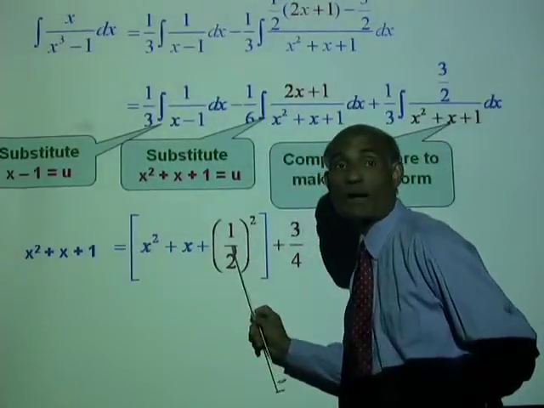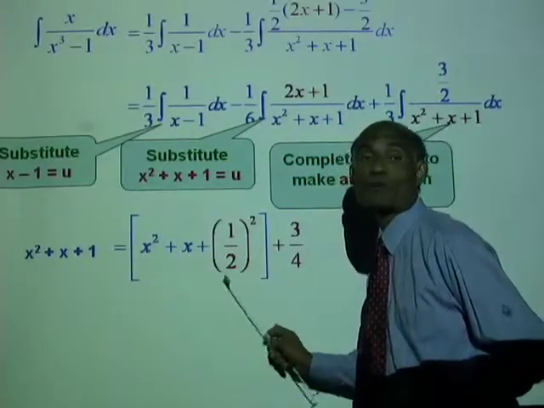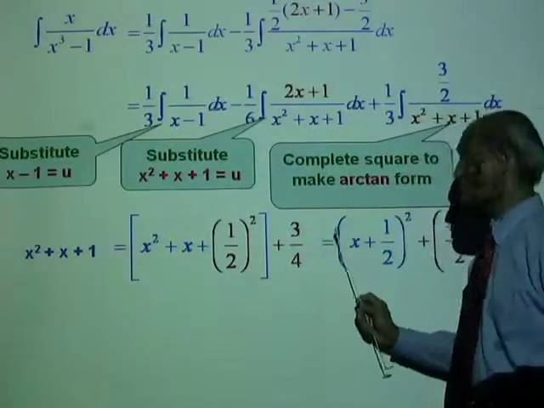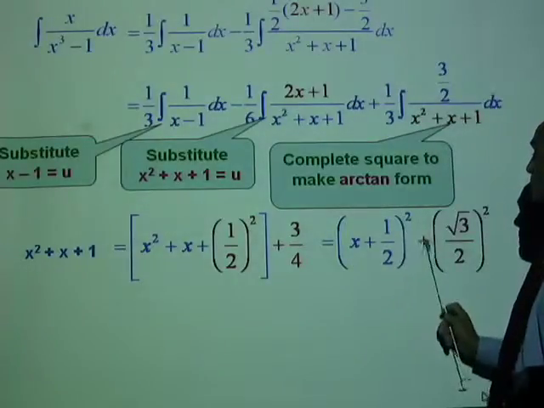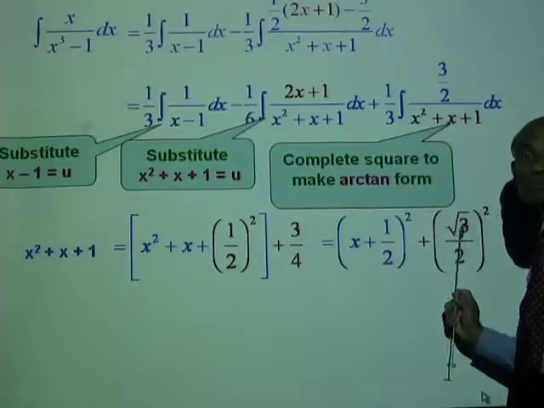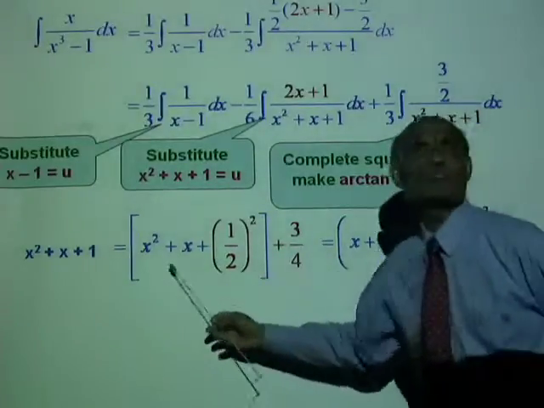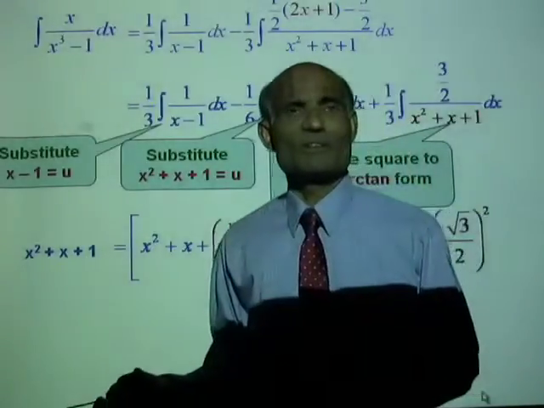This is a perfect square. This is x plus 1/2 all to the power of 2. That's right. And 3/4 can be written as square root 3 over 2 all to the power of 2. Now tell me, why are we doing all this acrobatics?